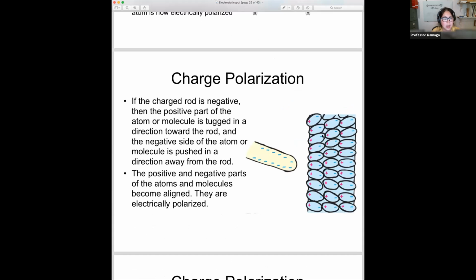Atoms are polarized, and overall, one side of the surface of the material becomes positively charged, and on the other side it's going to be negatively charged. So it is not that charges move away in the entire surface, but individual molecules change their shape, biased by the external force to be polarized.